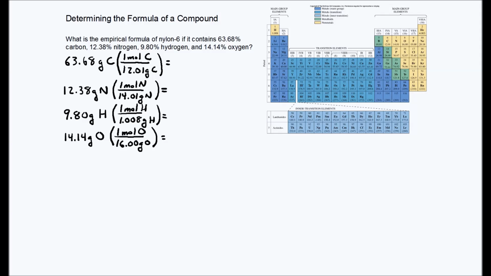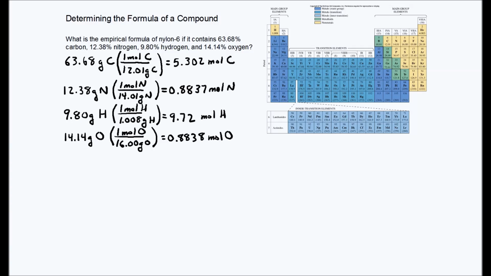So 63.68 divided by 12.01 gives me 5.302 moles carbon. 12.38 divided by 14.01 gives me 0.8837 moles nitrogen. 9.80 divided by 1.008 gives me 9.72 moles hydrogen. 14.14 divided by 16 gives me 0.8838 moles of oxygen.